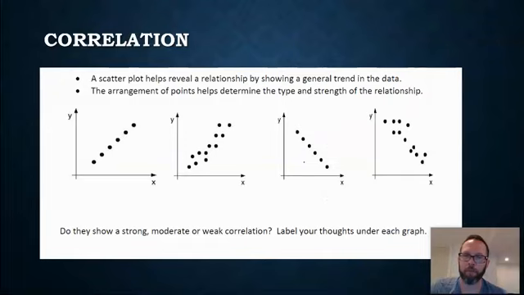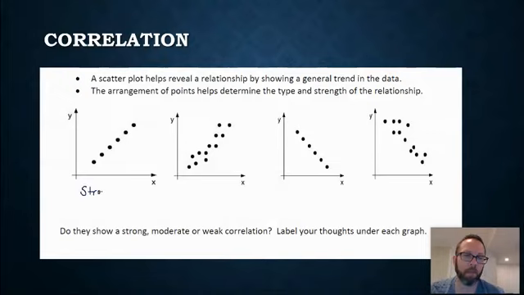So a scatterplot helps us reveal those relationships and shows a general trend in the data, like the dog training example. The arrangement of the points helps determine the type and the strength of the relationship. So I would just be curious what you think about these 4. Would you consider these to be strong, moderate, or weak correlations? In a bit, we're actually going to give a more guided way to identify whether it's strong, moderate, or weak. But just take a moment and maybe jot down your thoughts.